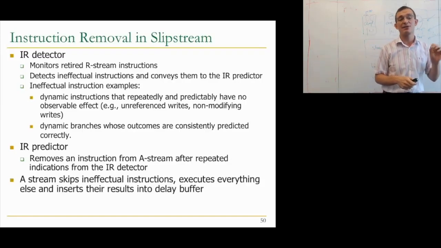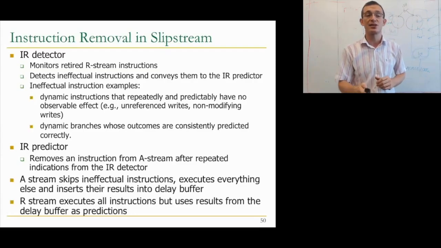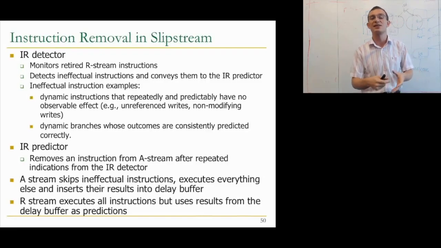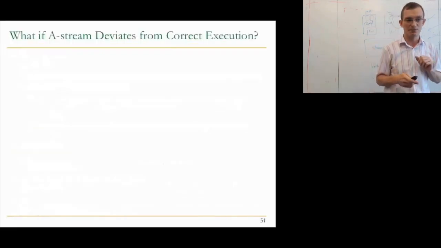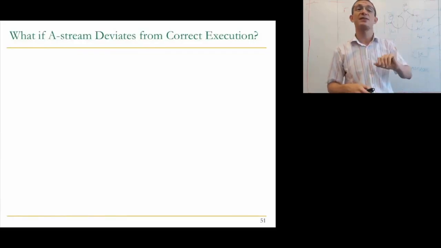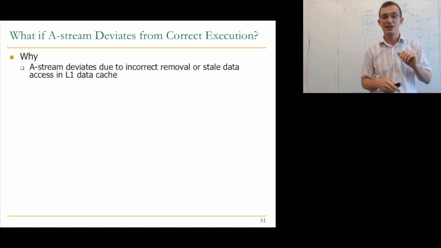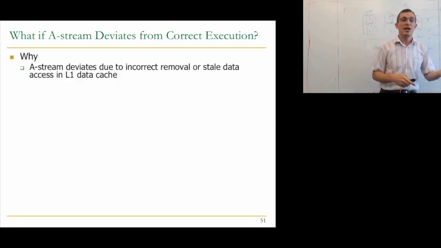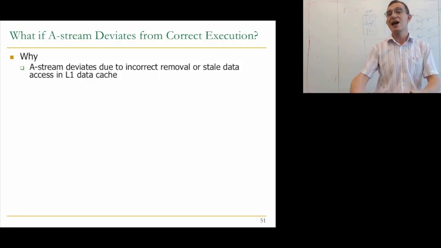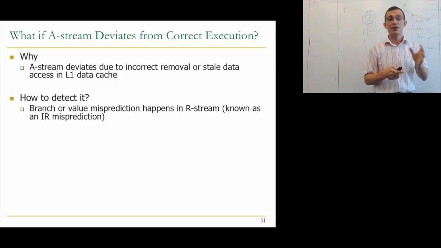But basically, the A stream, the advanced stream, skips these ineffectual instructions and executes everything else and inserts their results into the delay buffer. The R stream executes all instructions but uses results from the delay buffer as predictions such that it can speed up. So one question with this kind of mechanism is, what if the A stream deviates from correct execution? You can actually have a wrong prediction in the advanced stream, because the A stream may incorrectly remove some instructions, or it can access some stale data in the L1 data cache that's not updated, right? How do you detect it?